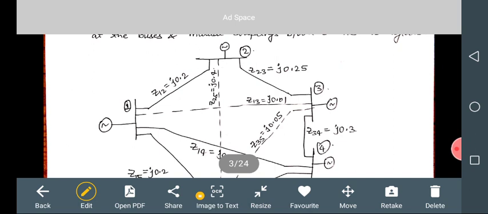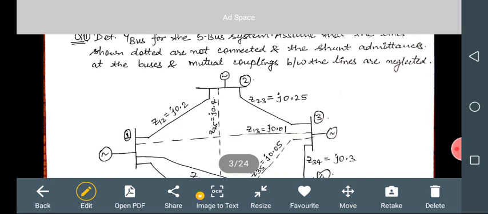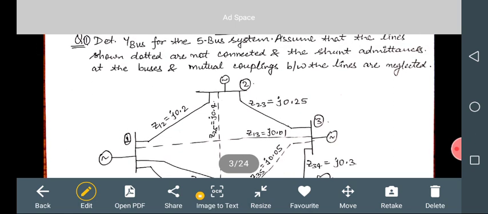Now what is generator bus? Earlier we have discussed the concept of different types of buses in any power system network, like what is load bus, what is generator bus and what is reference bus. Now come to the question, and we have to write Y bus matrix for given power system network. So we will follow the steps which we have discussed in our classroom sessions, like we have to follow the equation I is equals to Y into V.